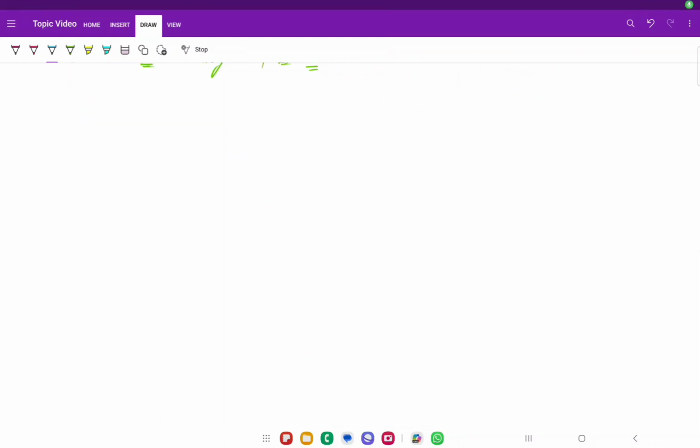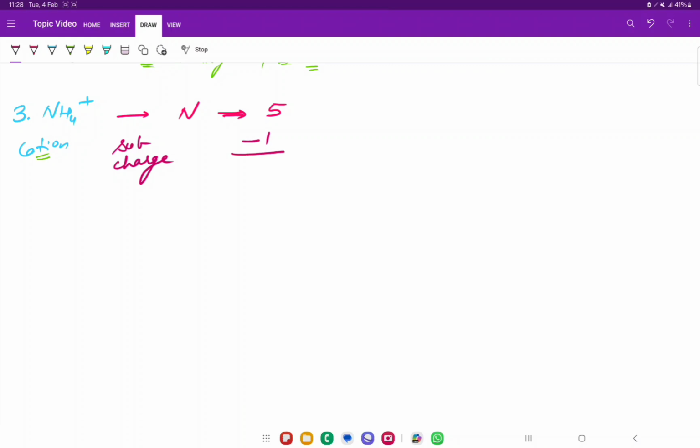Now one more example. If I take a molecule like NH4 plus, having a positive charge, it is a cation. Now first identify the central atom. Same rule. Central atom is nitrogen. Valence electrons on this nitrogen are 5. It's a group 15 element. Now since it's a cation, we have to subtract the charge of the cation. What's the charge on the cation? 1. So we'll subtract 1, and the electron count will be 4.